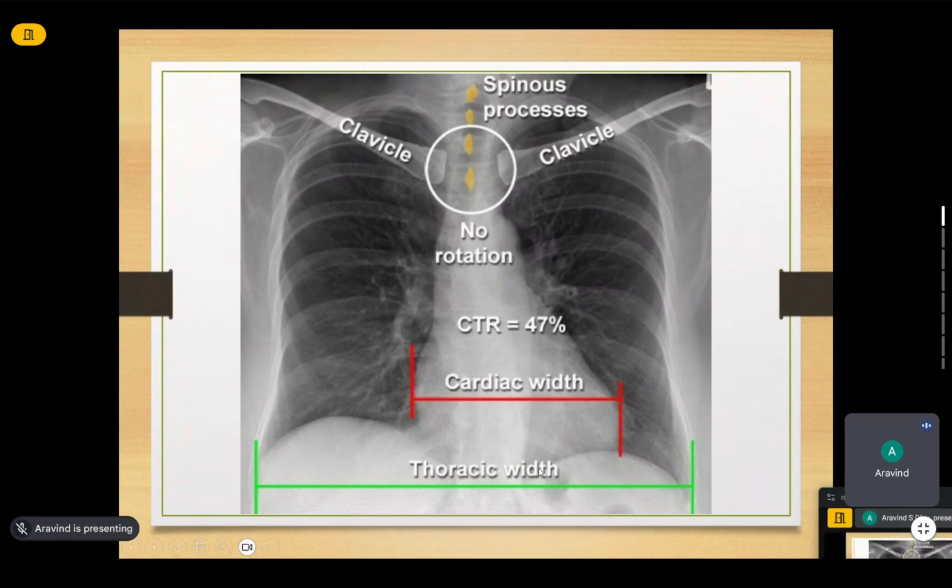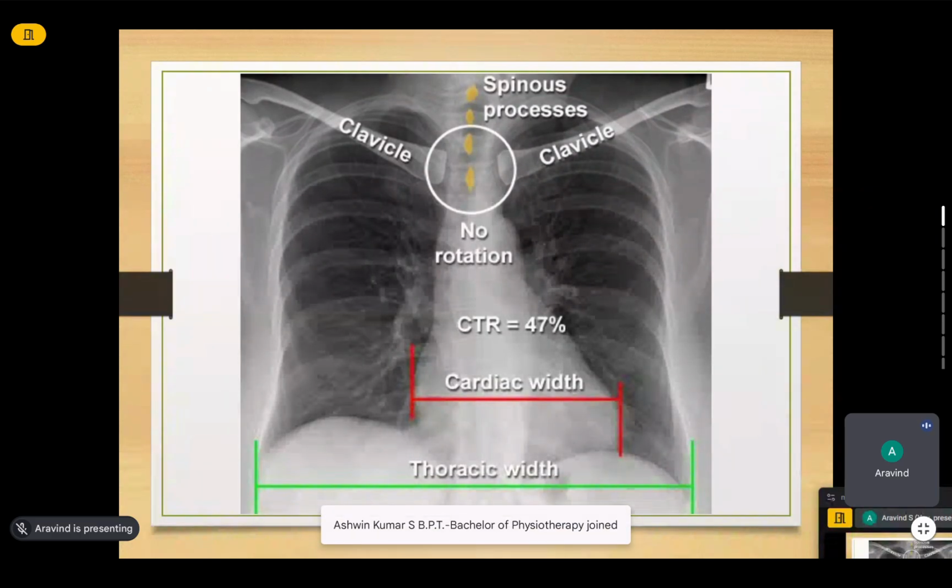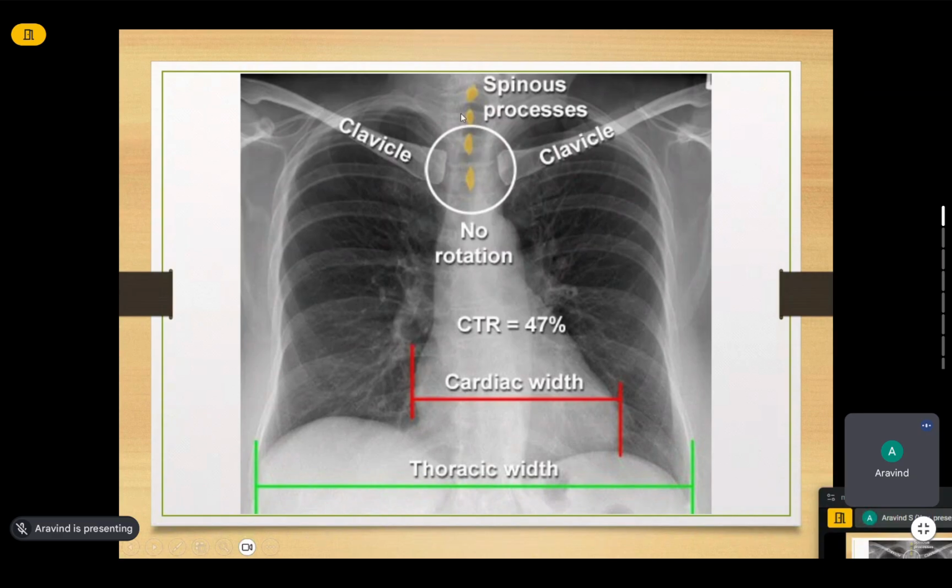If it is more than 50%, then it is known as cardiomegaly. And if the image is rotated, it appears as if the heart is enlarged, but it is not true. So two things we have to confirm. One is, you look for the medial end of the clavicle, it must be equidistant from the spinous process. And similarly, the width of the heart must be 50 percent or less, not more than 50%.